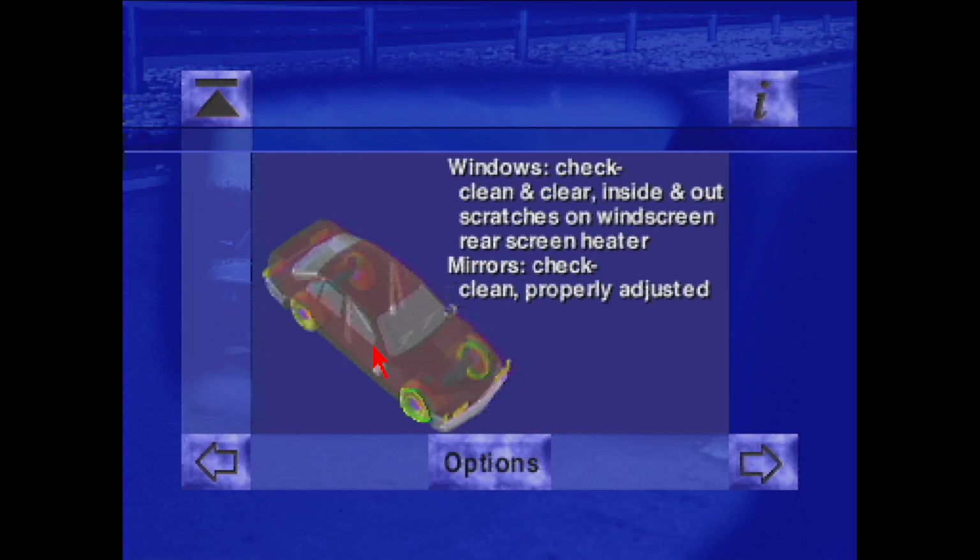Keep your car's windows clean and clear of obstructions like stickers or mascots. Take care to avoid scratching the windscreen when you clean it. Keep luggage clear of the rear screen to avoid damaging the heating elements on the glass. Make sure all the mirrors are clean and properly adjusted.